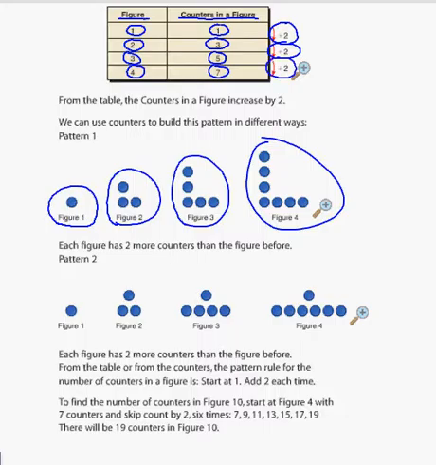So we have a pattern rule. The pattern rule for this diagram and for this chart is start at 1 and then go up by 2 each time.